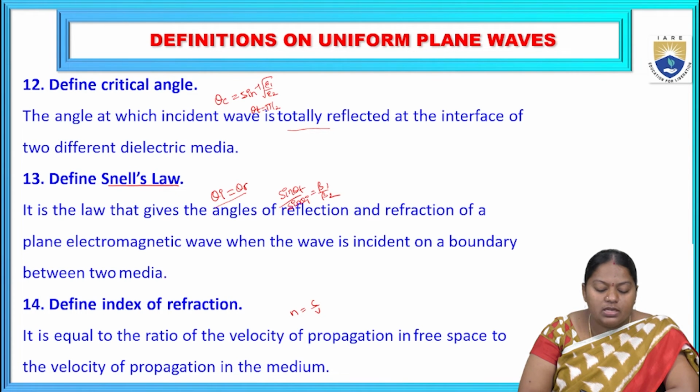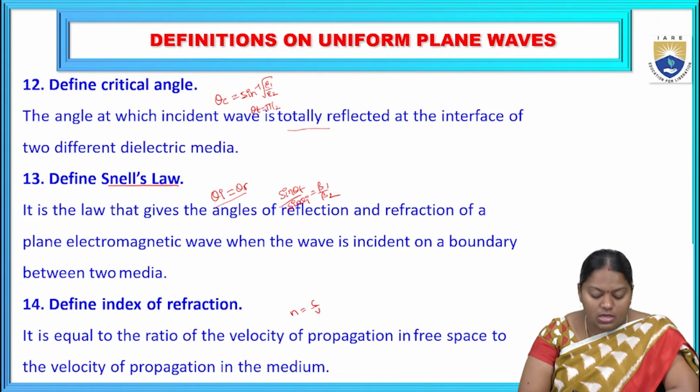Then define index of refraction. It is the ratio of the velocity of the wave propagation in free space medium to the velocity of the wave propagation in the particular medium. That is given by n equal to c by v.